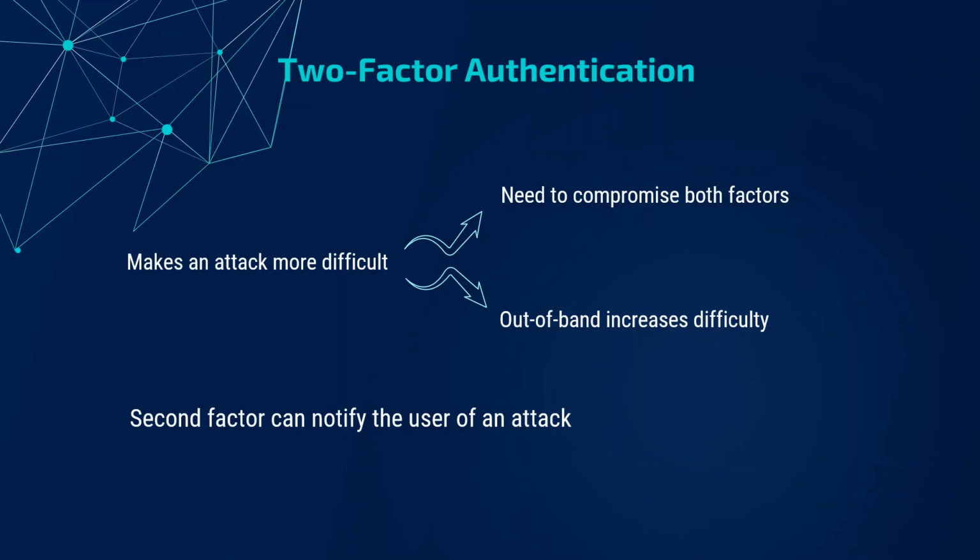And this second factor can also notify the user of an attack. For example, if someone tries to log into an application with your username and password, an OTP token can be sent to your mobile phone over SMS. In that case, you know that someone has been trying to log into your account, so you can quickly go and change the password.